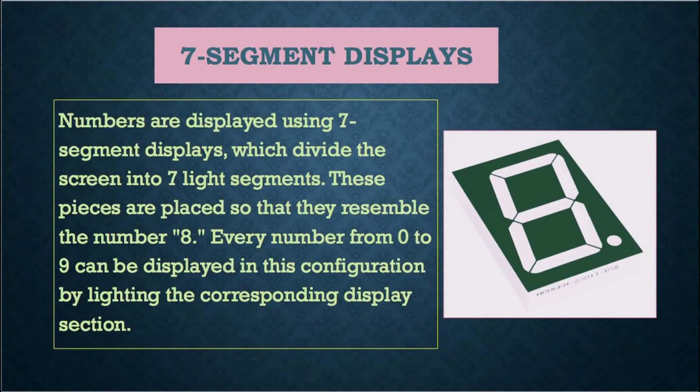Next, what is a 7-segment display? Here, numbers are displayed using 7-segment displays, which divide the screen into 7 light segments. These pieces are placed so that they resemble the number 8. Every number from 0 to 9 can be displayed in this configuration by lighting the corresponding display sections.